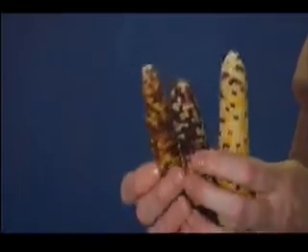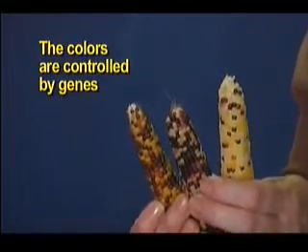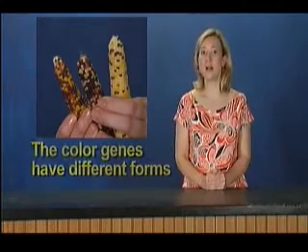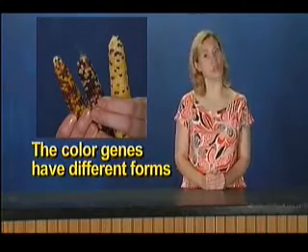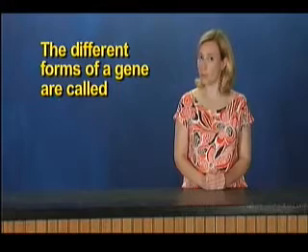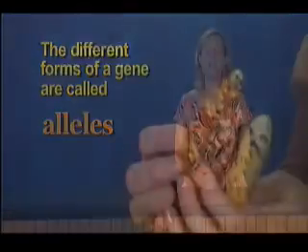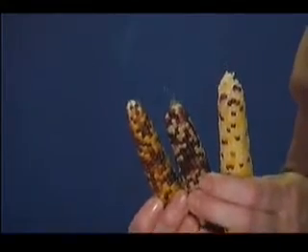Look at this multicolored corn. The colors are controlled by genes. We see different colors because the color genes have different forms that can show up. Different forms of a gene are called alleles. The color alleles in this corn are complex. So let's go back to our dragons for an easier model to understand.